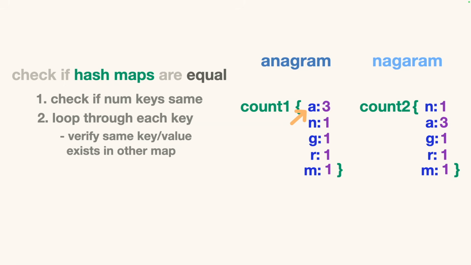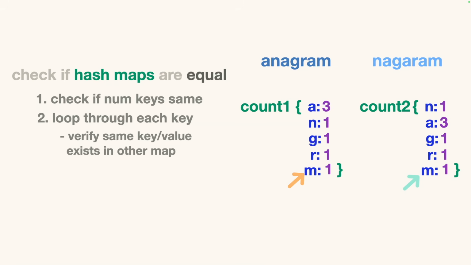If I look over to count 2, there's also an A3. So I'm good to go. Next iteration, I have N1. I also find N1 over here. Similarly, G1, G1 right here, R1, R1 right here, and M1 matches across as well. Obviously, if you found any mismatch along this journey, then you would want to return false.